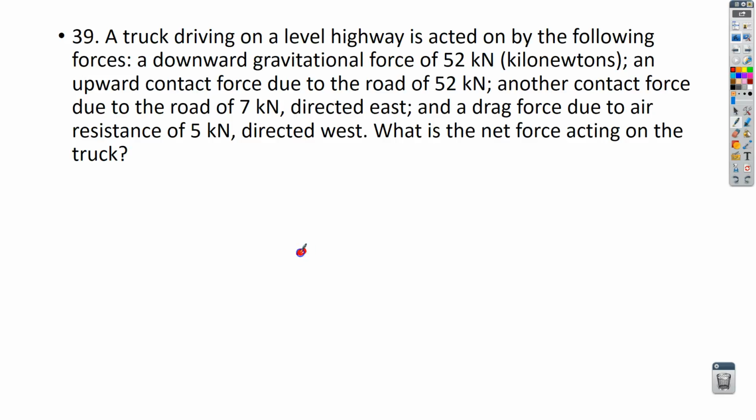So let's go ahead and draw a dot for our truck. We know that its weight, so its force due to gravity here, is equal to 52,000 newtons, or 52 kilonewtons. We have an equal and opposite force of the road, and that would be the normal force, and it's equal to also 52,000 newtons. So all of the forces in the y direction are zero, which is good. We have a force of air resistance, so we're going to put F air here, and they said that this force is about 5 kilonewtons, 5,000 newtons.